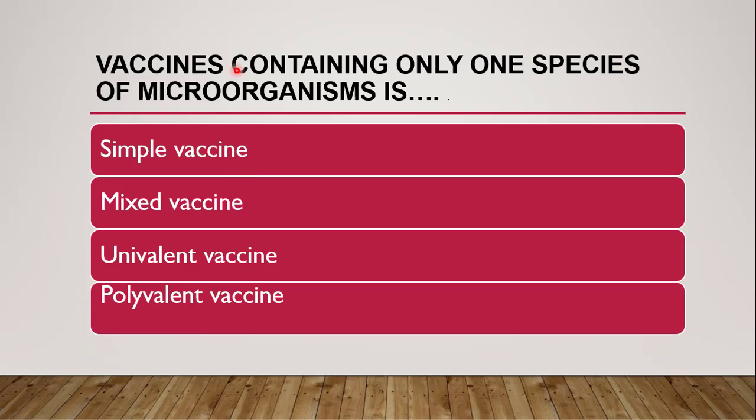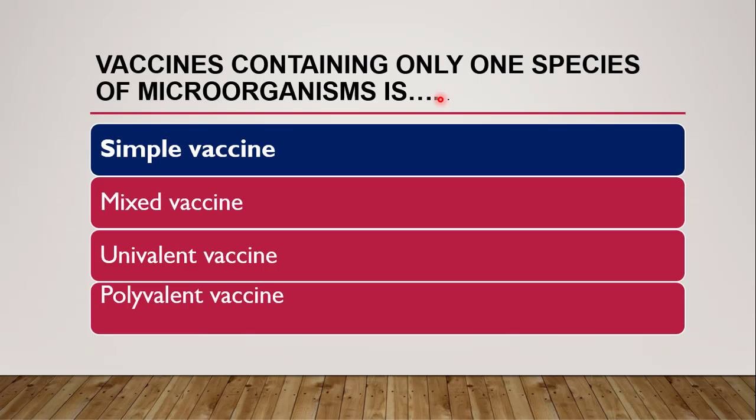Then the next question is, vaccines containing only one species of microorganism is, so as we just now discussed, when it comes to only species, it is either simple or mixed, and when it comes to the strain of the species, it is univalent or polyvalent. So it is talking about only the species, and that too a single species. So obviously the answer.